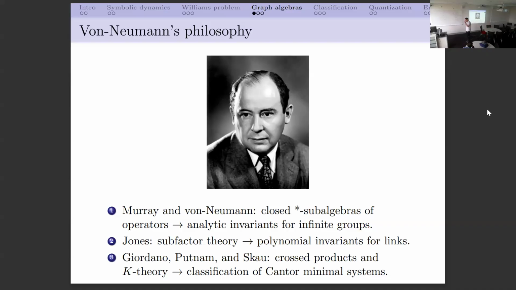Okay, so this is von Neumann's philosophy. It says, use algebras when you don't know what to do, when the problem is very, very difficult. Algebras and operator algebras together, you can use them to come up with either combinatorial or analytic invariants for various types of problems that are considered extremely hard. Okay, and maybe you can draw insight that you would have otherwise not been able to draw. Okay, so this is the point that I want to make.